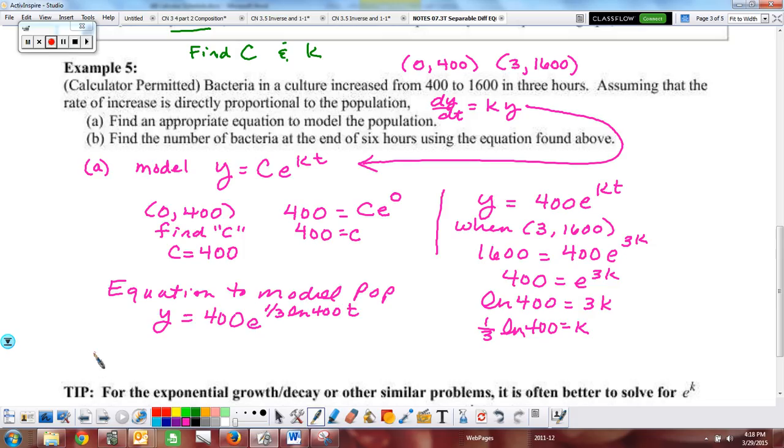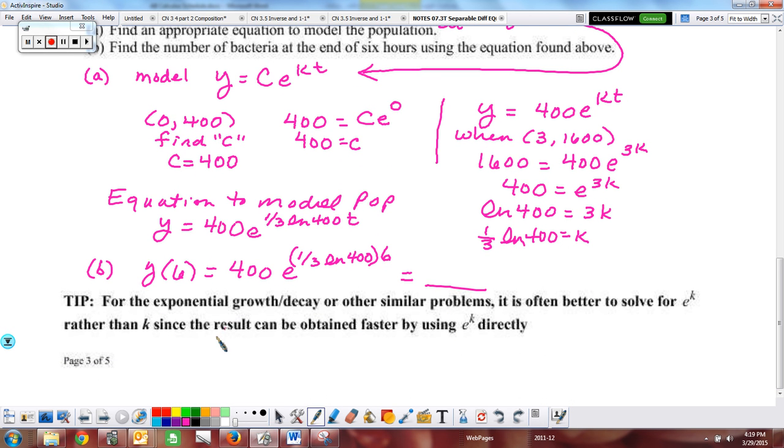Now B, and I'll talk about this tip here in a second, B usually is find the number of bacteria at the end of 6 hours. They're basically just asking you to find y of 6. So we would take our 400 e to the 1/3 natural log of 4 times our 6, and we would plug and chug and we would get our answer for that. And then we're done with this problem and we're going to walk away. I'll let you get the 3 decimals.